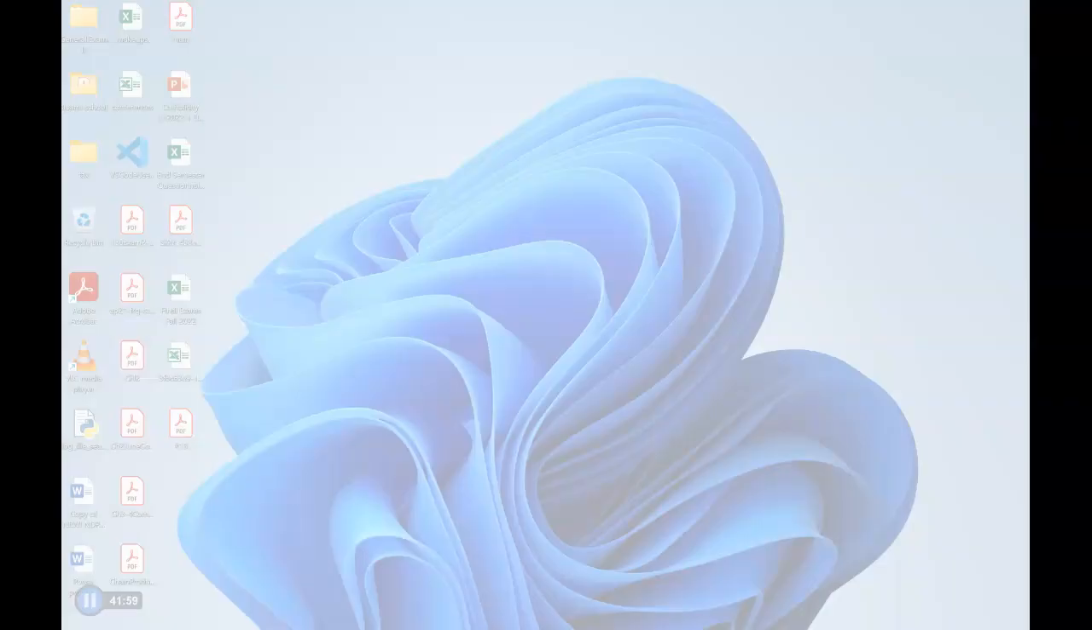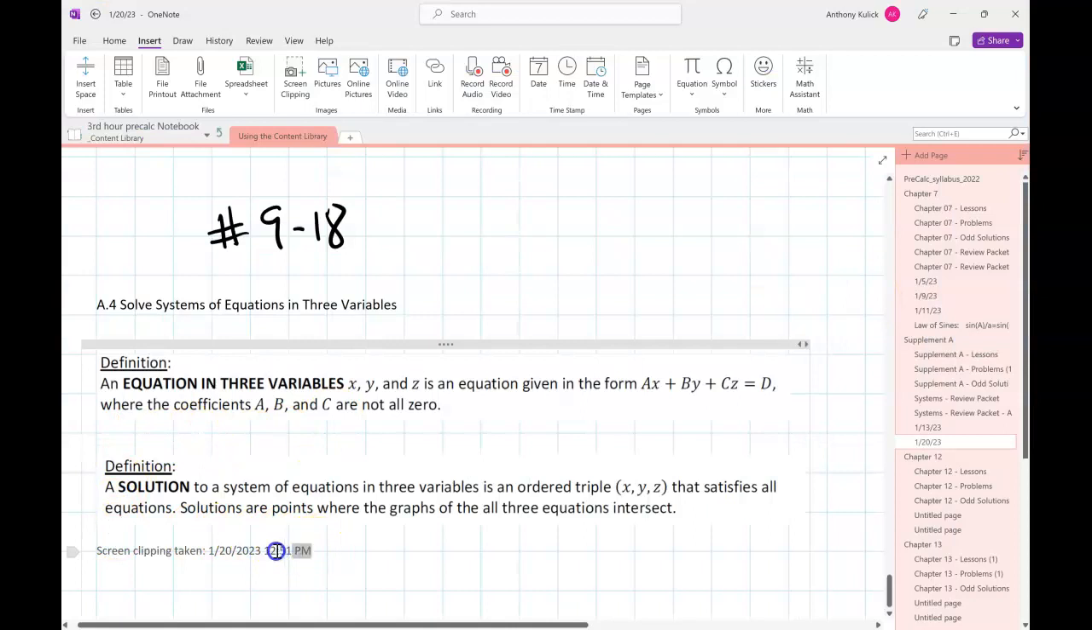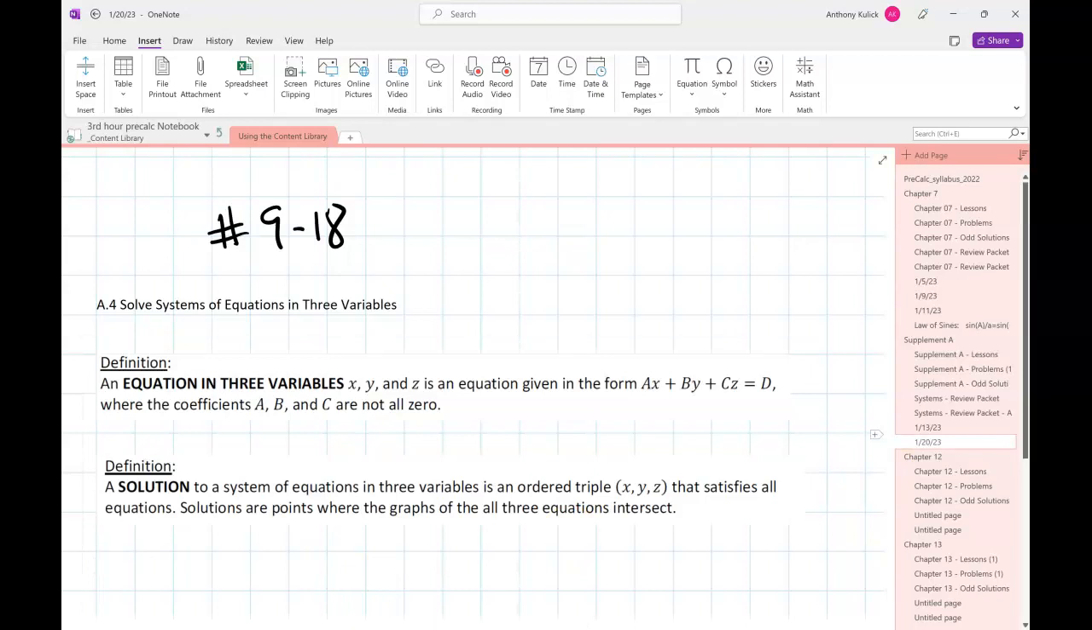Well, it's going to be an ordered triple, like an XYZ, that satisfies all the equations. Geometrically, that's the point where the 3 equations would intersect. So let's think about geometrically what that's going to look like.